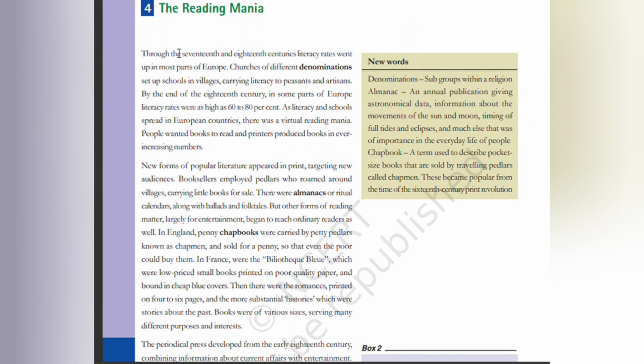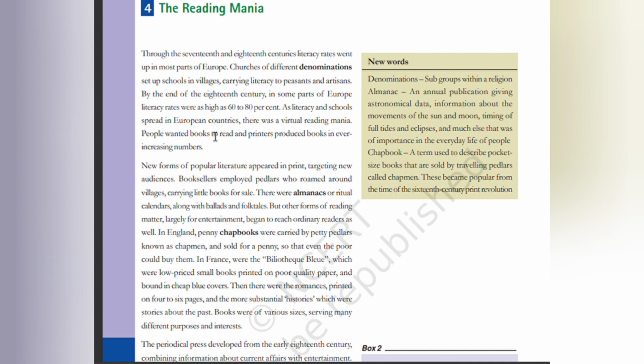Reading mania. Through the 17th and 18th centuries, literacy rates went up in most parts of Europe. Churches of different denominations set up schools in villages, carrying literacy to peasants and artisans. By the end of the 18th century, in some parts of Europe, literacy rates were as high as 60 to 80 percent. As literacy and schools spread in European countries, there was a virtual reading mania.